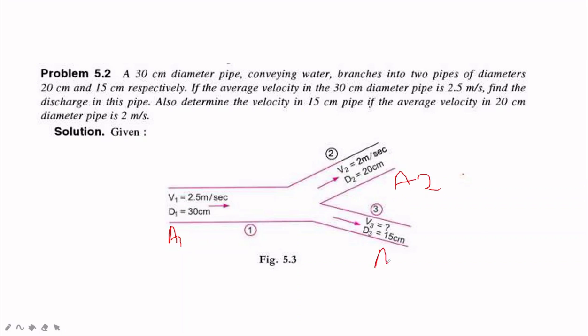Fine. Here we can find A3. No, we don't know the value of V3. We can't find A3 yet. So once we get the value of A1 and A2, we will apply our law of conservation of mass. According to the law of conservation of mass, what will happen?